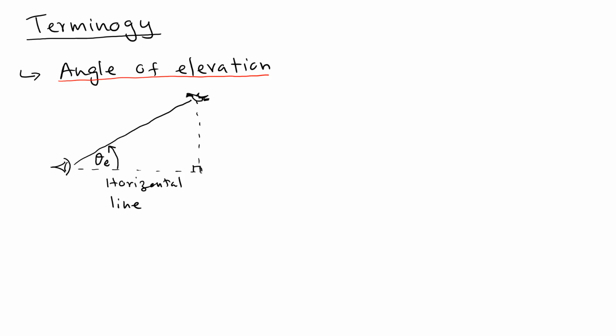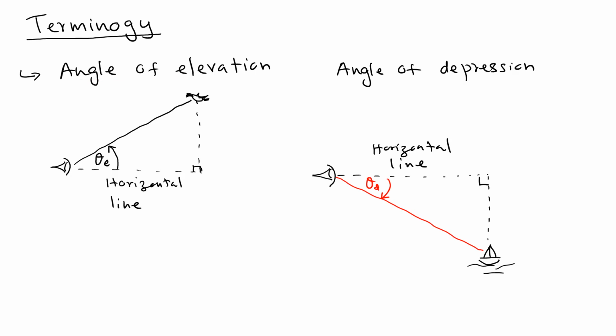Sometimes we call it theta E. So it's the angle of elevation. You can look at an object above the horizontal line, and that's called the angle of elevation. The next type is what we call the angle of depression. What's the angle of depression? You're going to look below. Let's say you are in a lighthouse and you're going to see something on the sea, so you have to look down. In this case we call this the angle of depression.